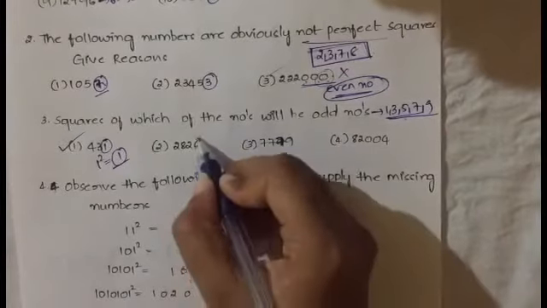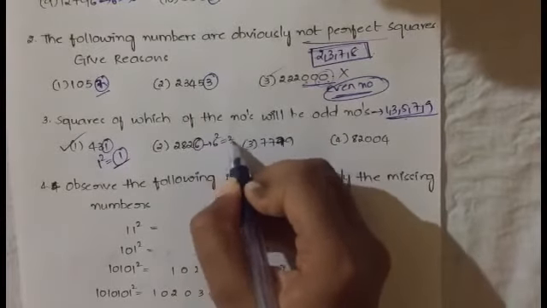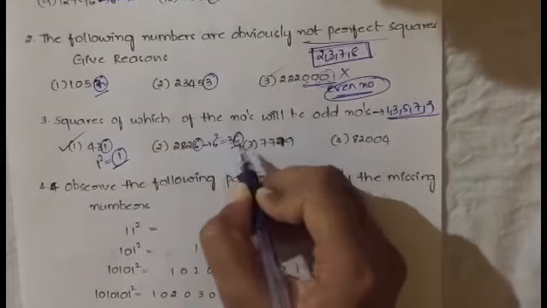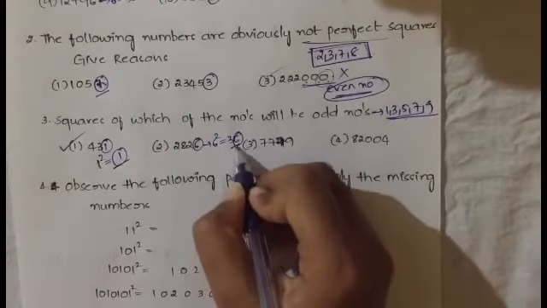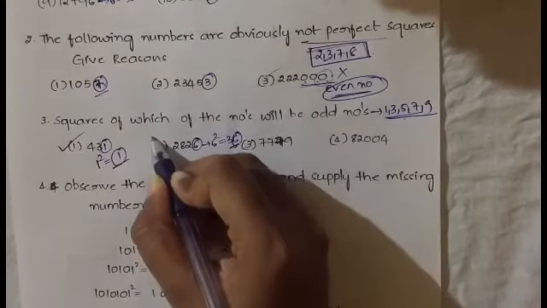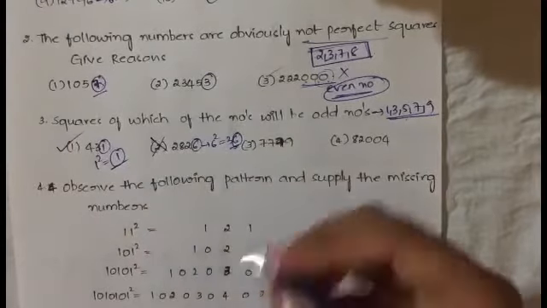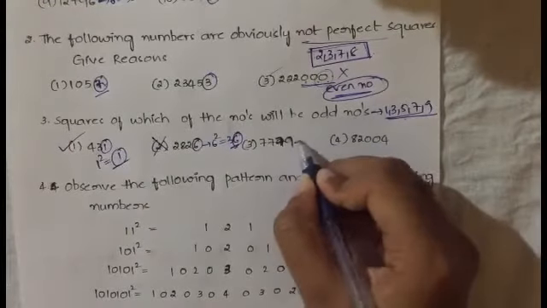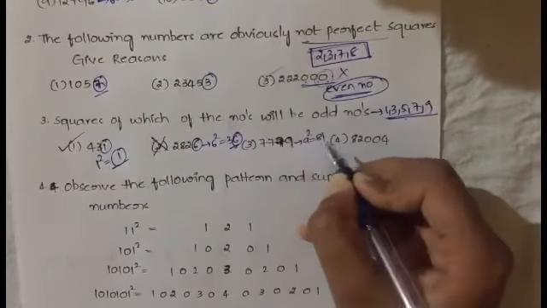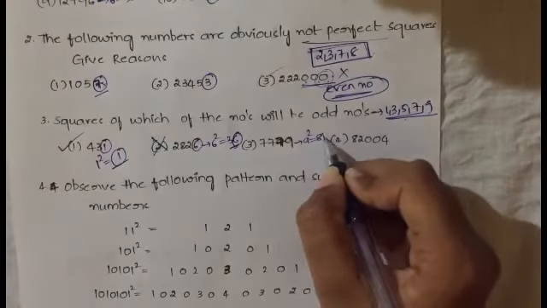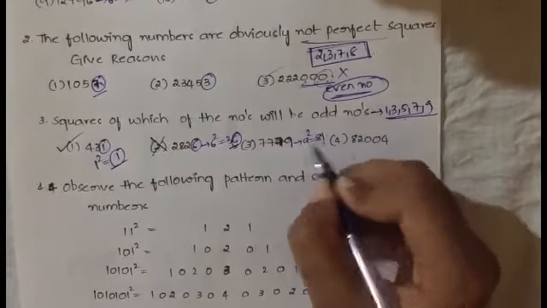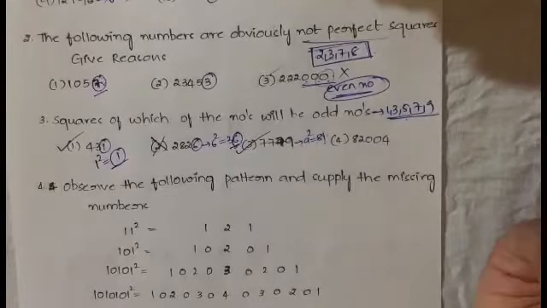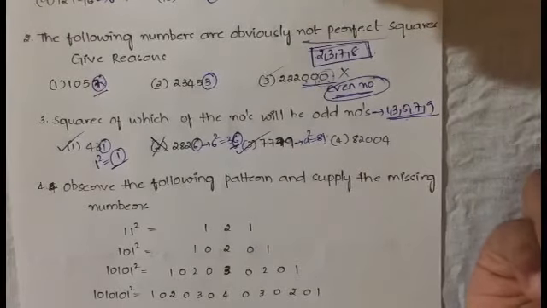Clear? Now 6 square is equal to 36. It is ending with 6, which is not an odd number, it is an even number. So its square will not end with an odd number, right? Now it is ending with 9. 9 square is equal to 81, and 81 is ending with 1, which is an odd number. So that is the reason why its perfect square is going to be an odd number.